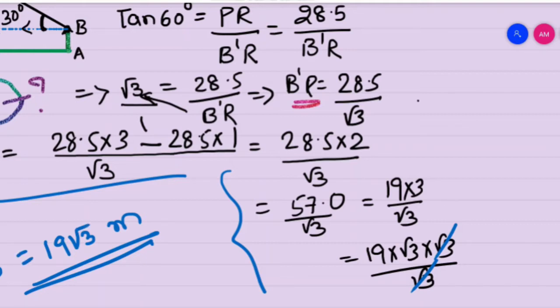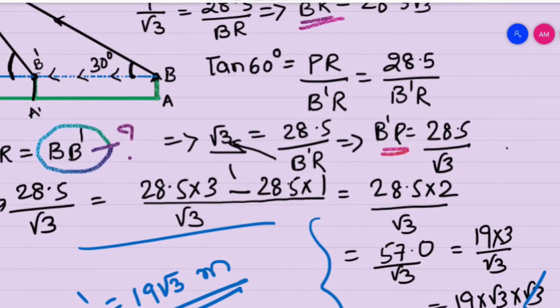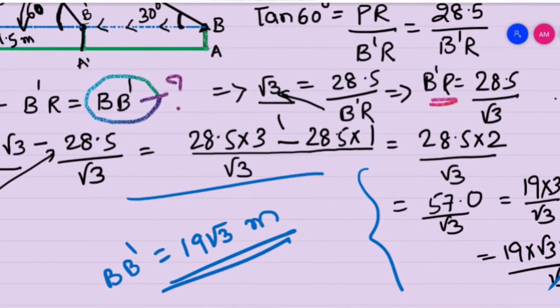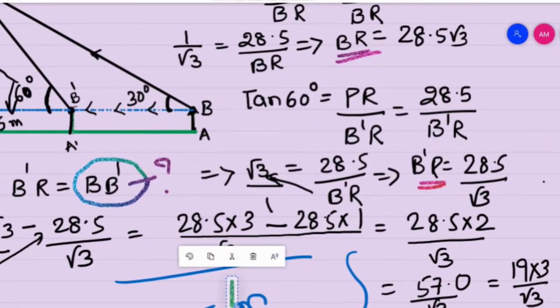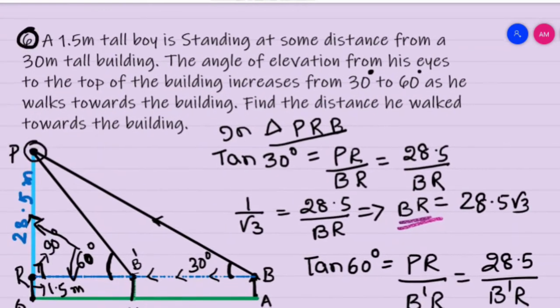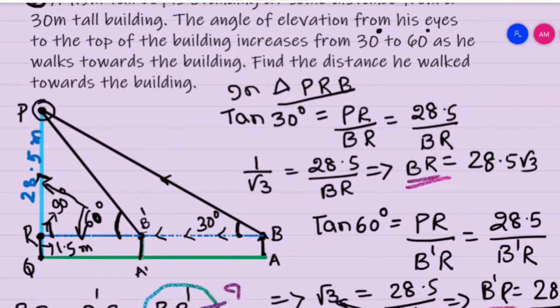Now what was B dash B? It is the distance traveled by the boy. First of all, see what was being asked. Find the distance he walked towards the building. So the boy walked a distance of 19 root 3 meters. So the final answer is 19 root 3 meters. The boy walked 19 root 3 meters towards the building.